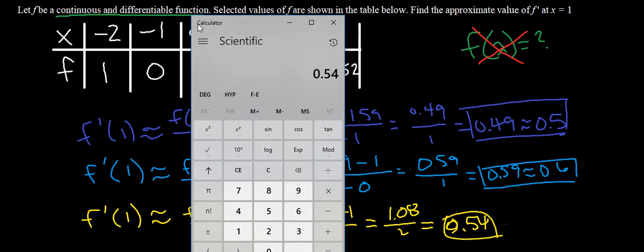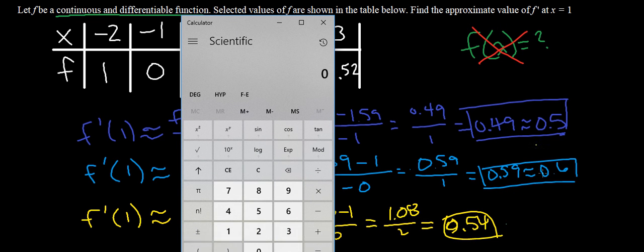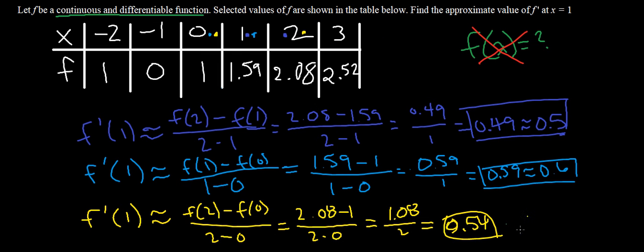And out of curiosity, let's see what happens if we find the average of these two values. Is that going to give us 0.54? 0.49 plus 0.59 divided by 2, and sure enough, it gives us 0.54. But any one of these three would be an acceptable answer for the approximation of f prime at x equals 1.